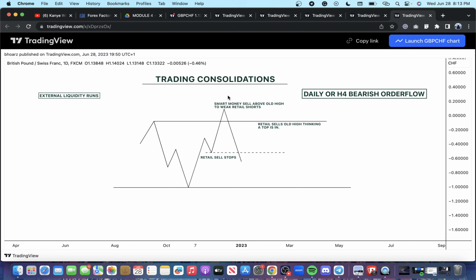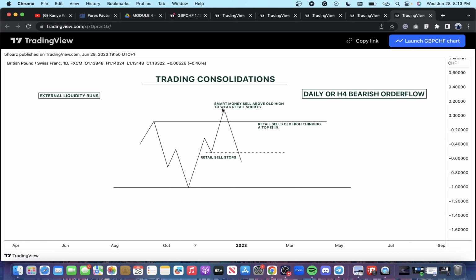Again, we have our defined range of a high and a low. As the market starts to trade back up into the high in a bearish order flow, smart money will sell above all the highs to retail shorts, as the market runs up into this high here. Retail thinks that is a no-go, and the market should generally find resistance there.